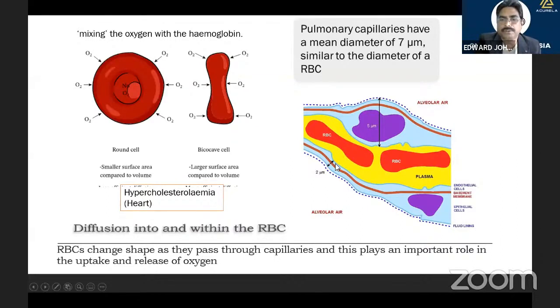One, it comes nearer to the endothelium, that is the capillary endothelium. Second, due to the change in the configuration, the area of contact is more. Third, there is a mixing of the oxygen within the hemoglobin, mixing of the oxygen with the mitochondria. So that is the third advantage of this squeezing of the RBC inside the pulmonary capillaries. This happens not only in the pulmonary capillaries, it also happens in the tissue capillaries and aids in the uptake of the oxygen from the tissue capillaries.